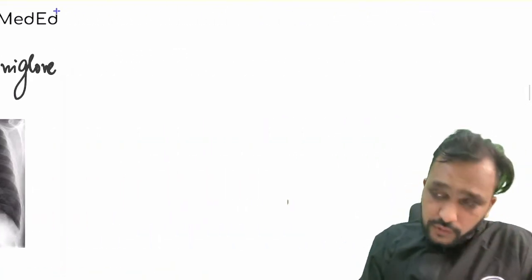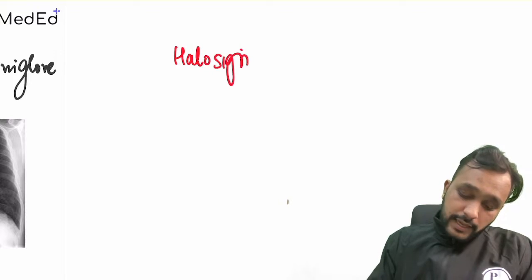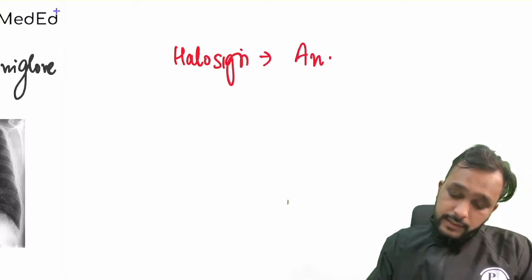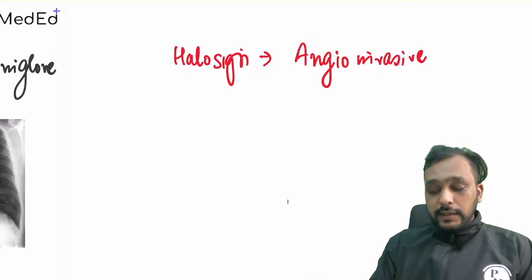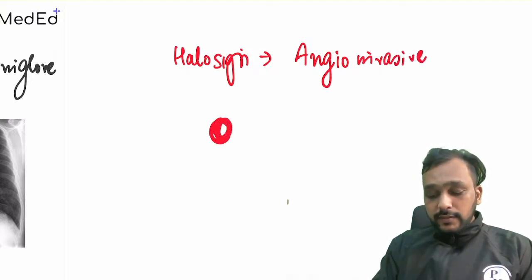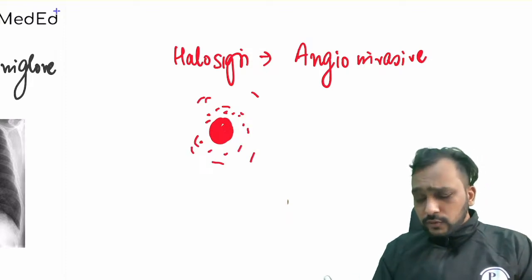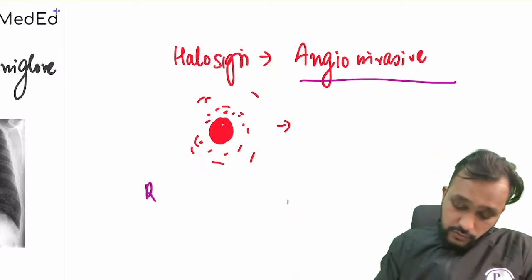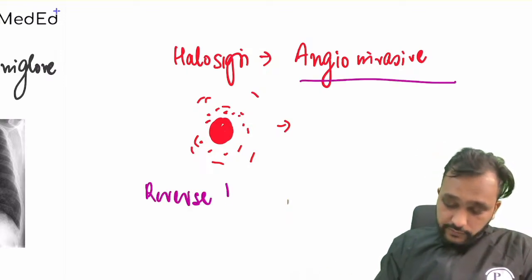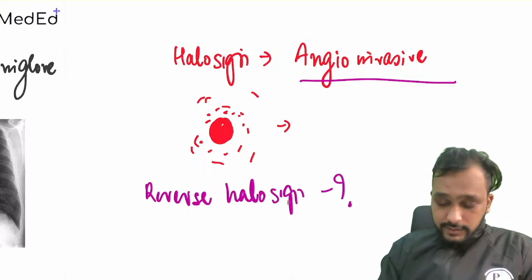And there is one more sign that we need to know, that is the halo sign. Halo sign is seen in angioinvasive aspergillosis, in which you are going to see a homogeneous opacity, and that homogeneous opacity is surrounded by ground glass opacities. So this is a sign of angioinvasive aspergillosis. Reverse halo sign, you have to tell me in the comment section. Reverse halo sign is seen in.